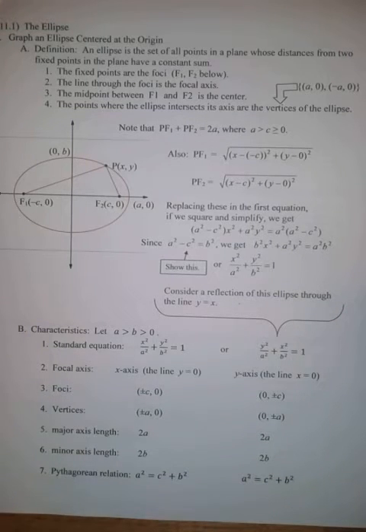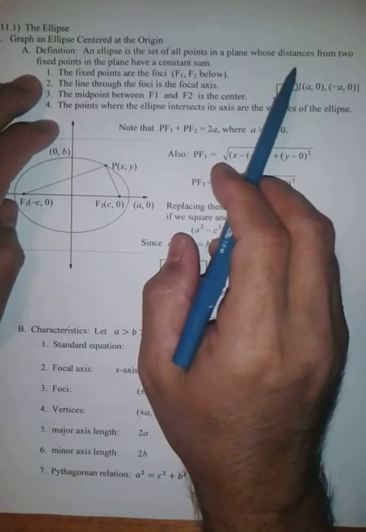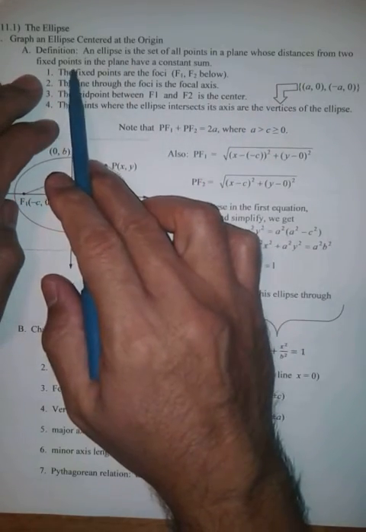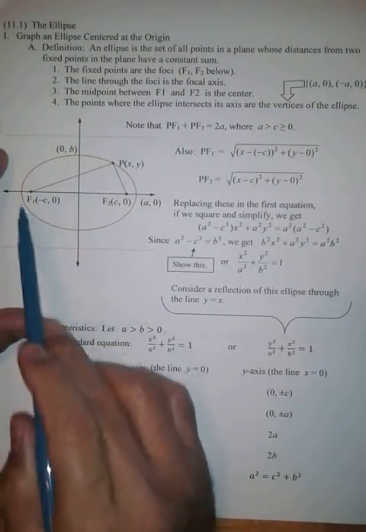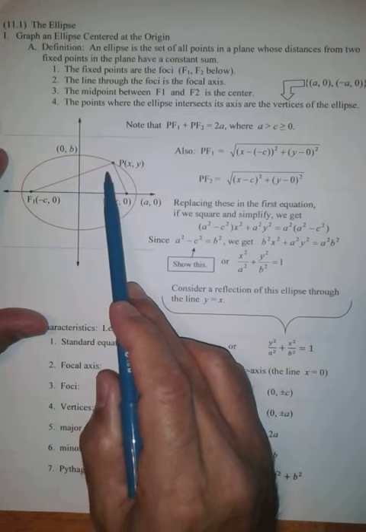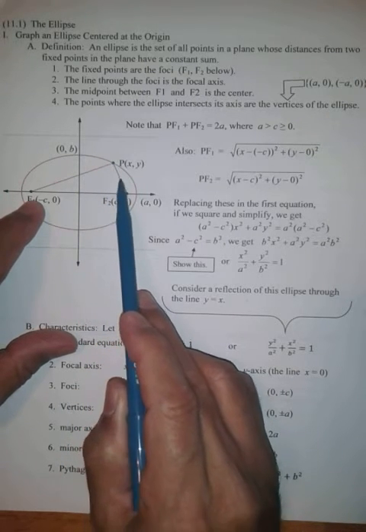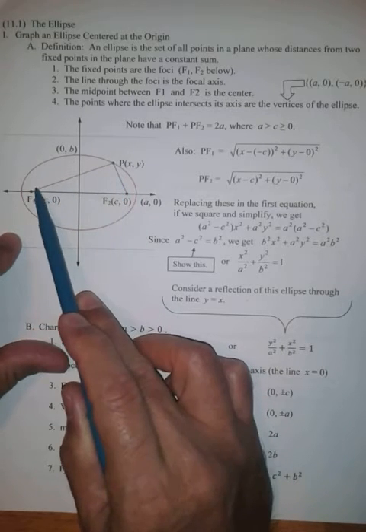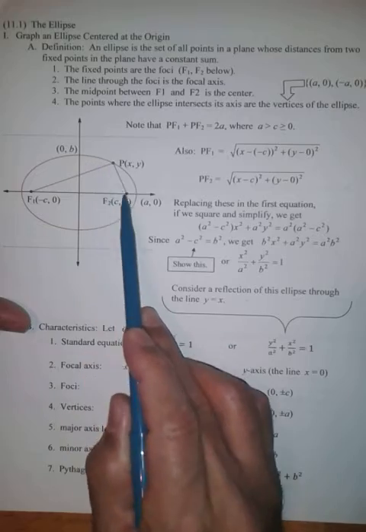Right, this is section 11.1 about the ellipse. So first, the definition of the ellipse is: an ellipse is a set of all points on a plane whose distances from two fixed points in the plane have a constant sum. If you look at the picture of the ellipse, that means that point and the two fixed points are right there. That plus that, the sum of the two distances is the same for any point.